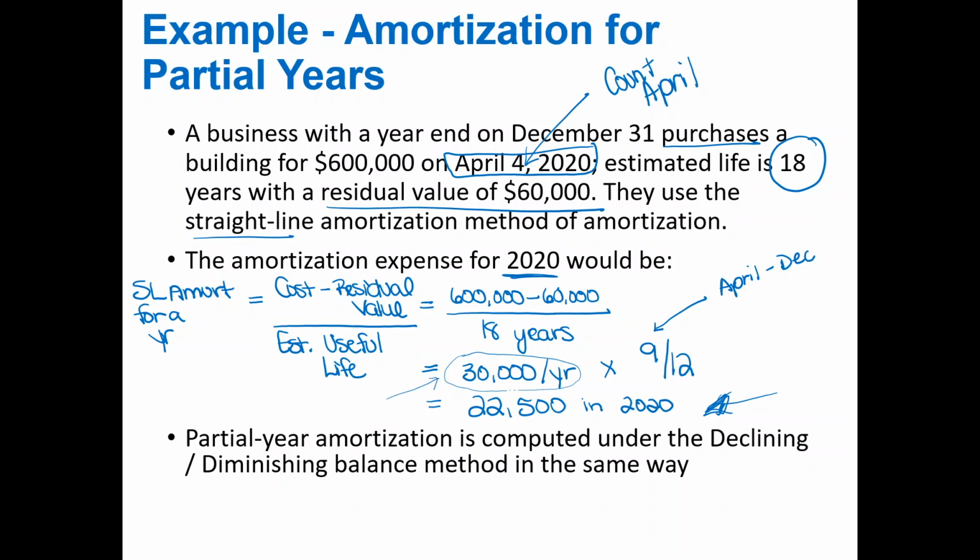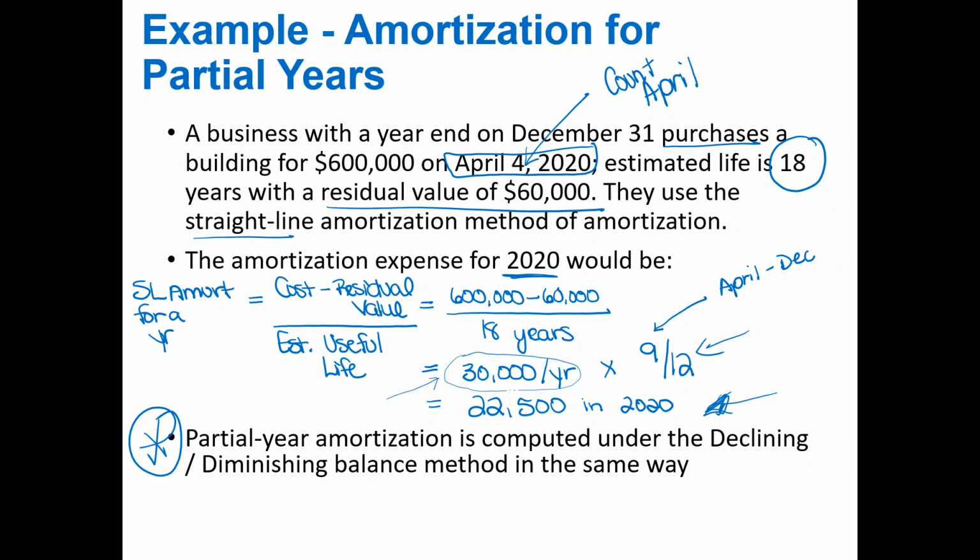Now it says below here that partial amortization is calculated under the declining or diminishing balance method in the same way. So you would calculate a full year of amortization, which we know under declining balance, you take the carrying value and multiply by that diminishing or declining rate that we calculate. And then you would take that amount and multiply it by this factor of time.